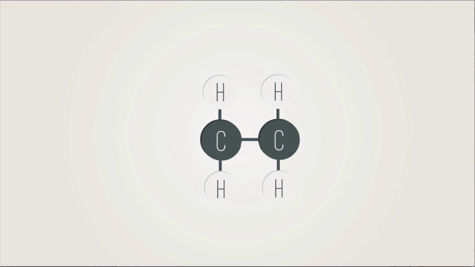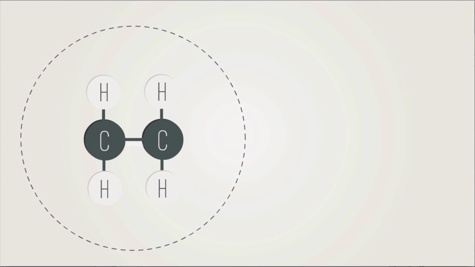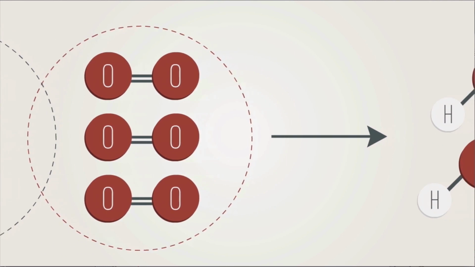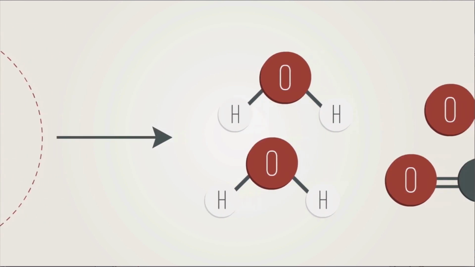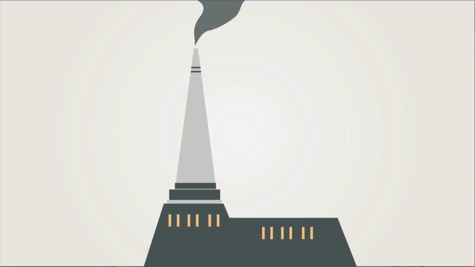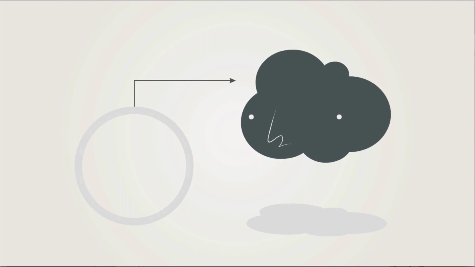Here is a bit of a petrol molecule, H2CCH2. It joins with 6 oxygen atoms, or 3 molecules, to build up hydrogen oxide, or water vapor, and carbon dioxide, another 2 molecules.